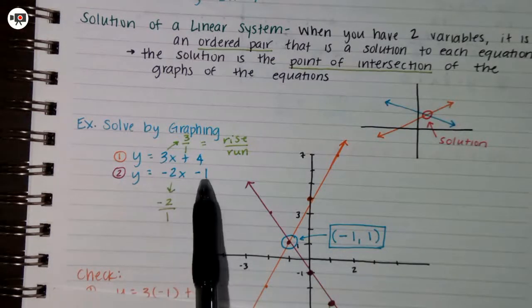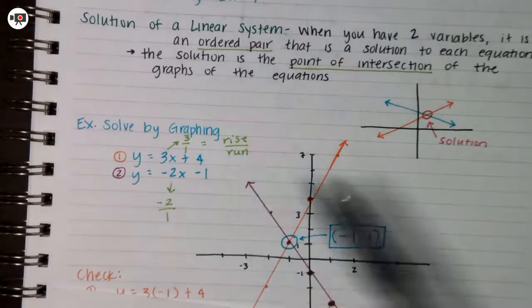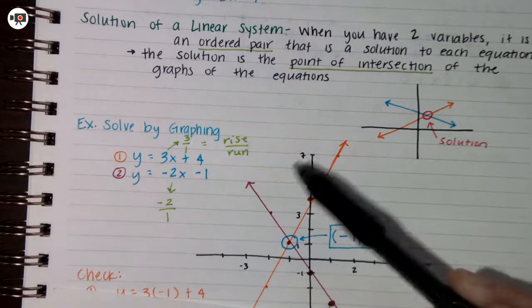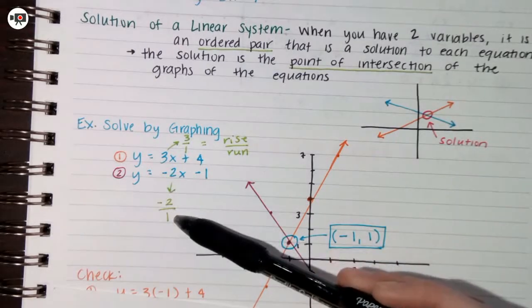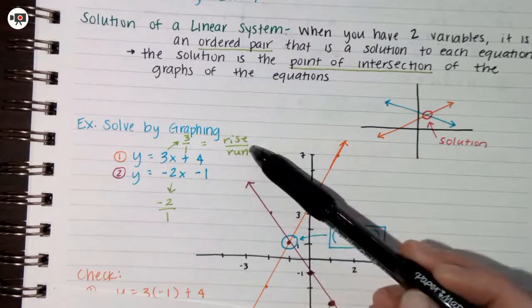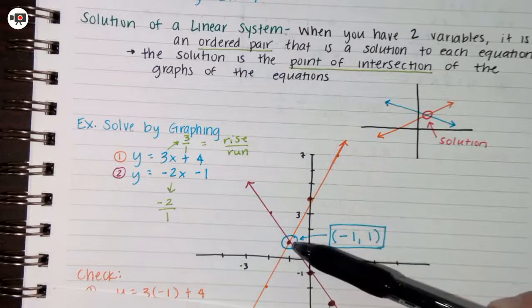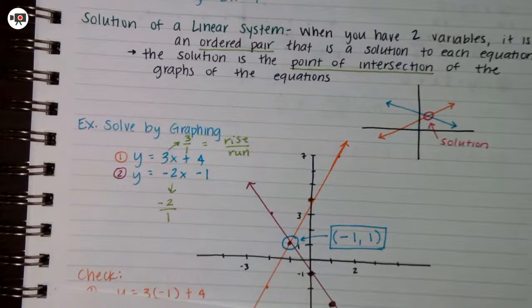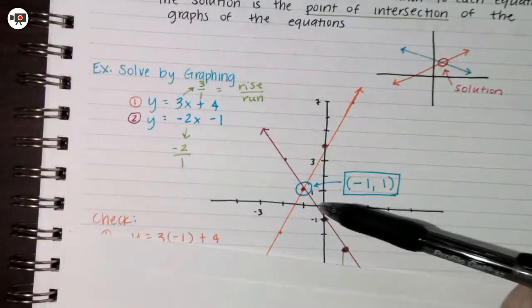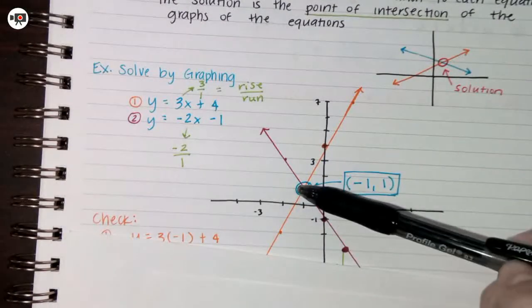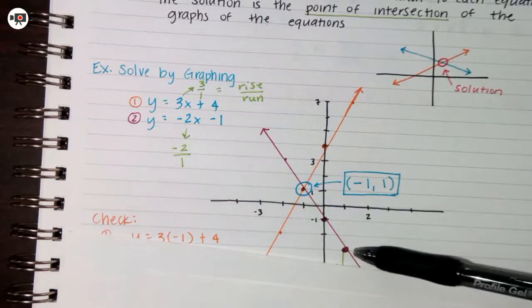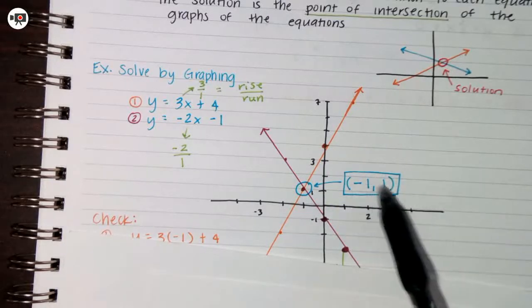Then for equation 2, my y-intercept is negative 1. So I plot my point at negative 1, and then it's negative, so I go down 2 to the right 1. Remember, slope is rise over run. So from here, I go down 2 to the right 1. Or I could go up 2 to the left 1. And when I connect and draw my line, I see that they intersect at negative 1, 1.